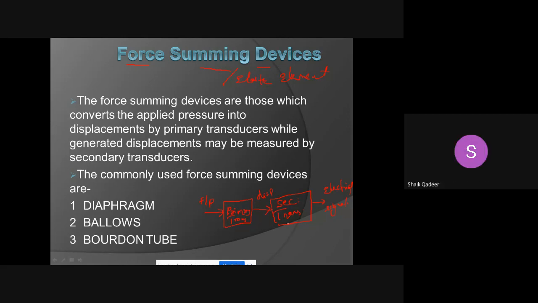What is the job of secondary transducer? To convert displacement into electrical signal. Okay, we have already seen that the commonly used force summing devices can be diaphragm, bellows, and Bourdon tube.